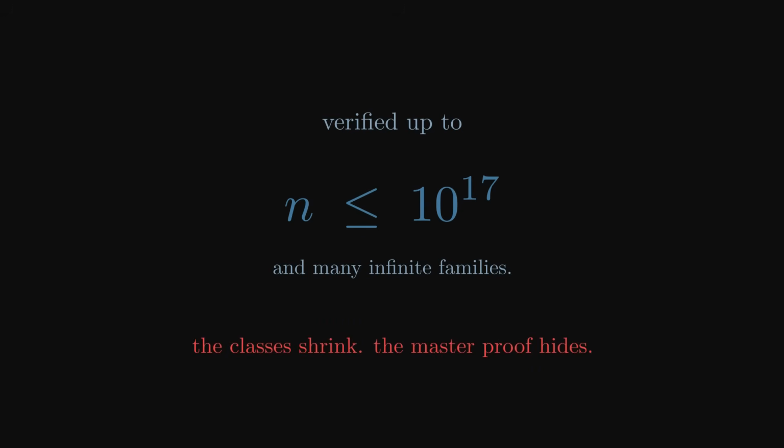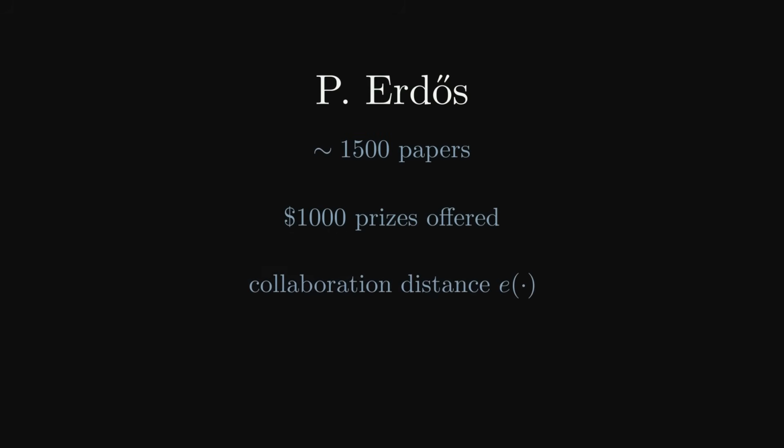Number theorists keep eliminating residue classes by finding explicit identities. The residue classes that remain shrink slowly, but no one has found the master argument that handles them all at once. Paul Erdős was, by any measure, one of the most prolific mathematicians of the 20th century.